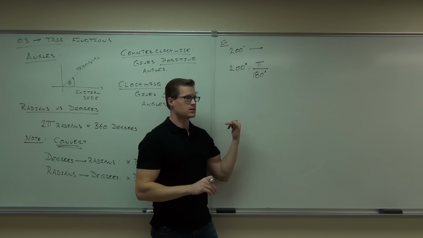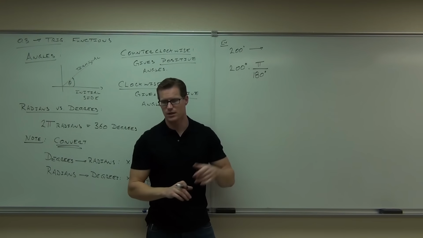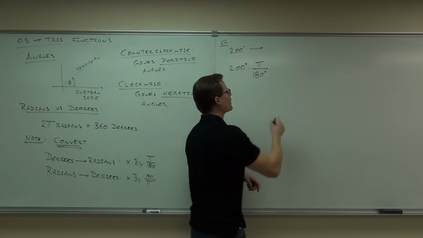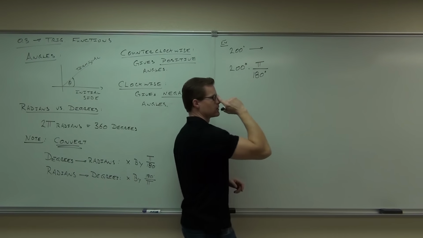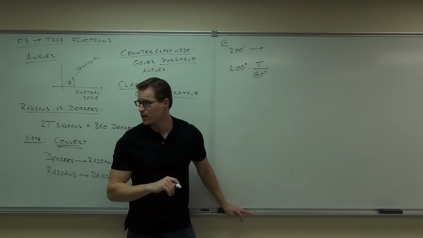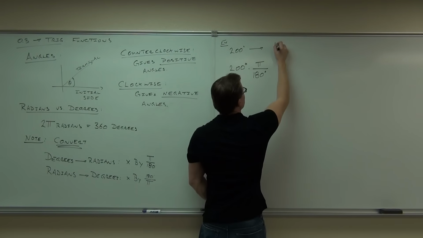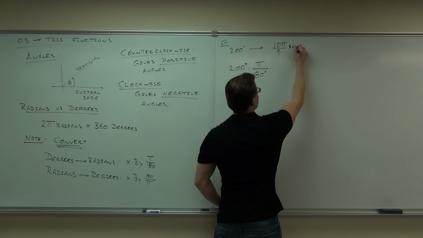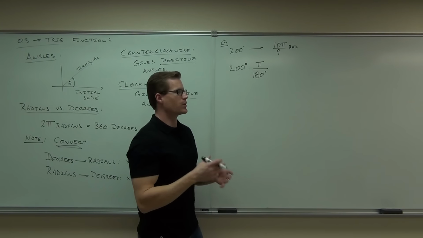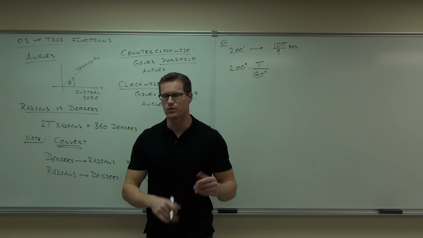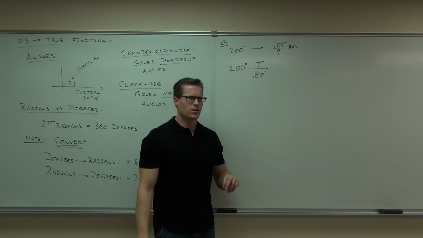Can you reduce that? Sure, go ahead and do that. You've got calculators. If you want to punch in the fraction, just press enter. What is this going to give us? 10 pi over 9. 10 pi over 9 radians. So right there we know that 200 degrees and 10 pi over 9 radians is exactly the same measure of a certain angle. What other angle did I tell you we were going to convert?